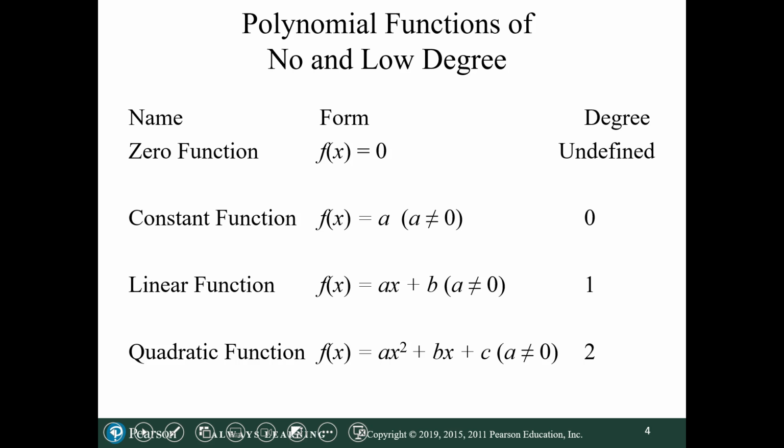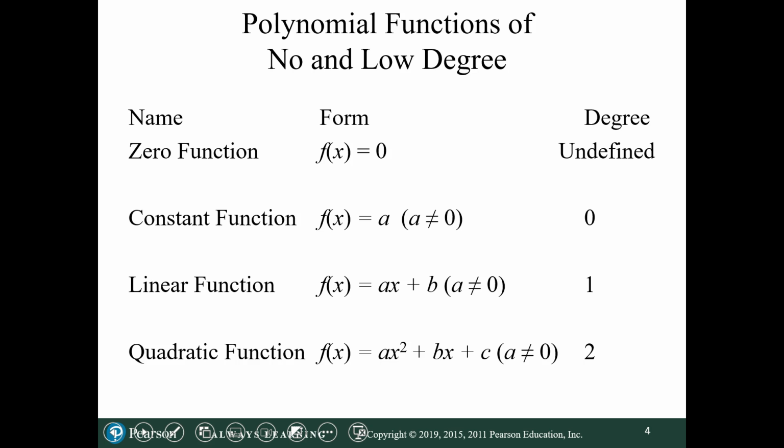Wait, why wouldn't the constant one have 1 though? Since there's 1 power. What do you mean? There is no power because a is a constant, not a variable. So it's like f(x) equals 2. Yeah, but isn't that to the first power though? 2 is to the first power, but there's no variable to a power there. Oh, okay. So we're talking about the degree of the variable, not the degree of the constant. Okay?